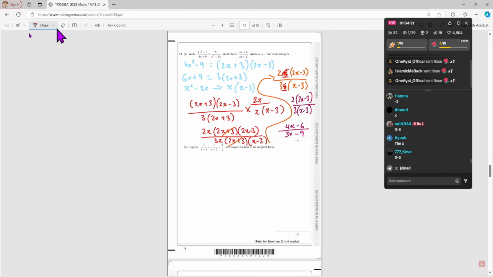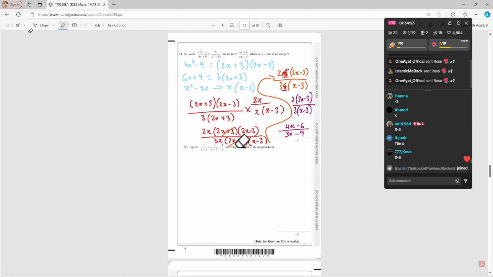So, moving on to part B of the question. So, another algebraic question.